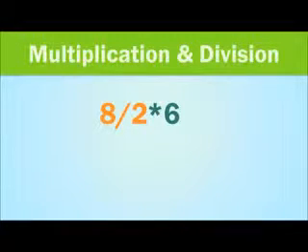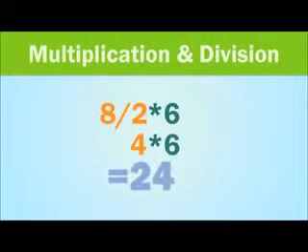Now, multiplication and division are considered to be at the same level. That means if you have both of them in your formula, you'll calculate from left to right. In this example, we would do the division first and then the multiplication. If you wanted the multiplication to happen first, we could put it in parentheses, or we can rearrange the formula so the multiplication is on the left.